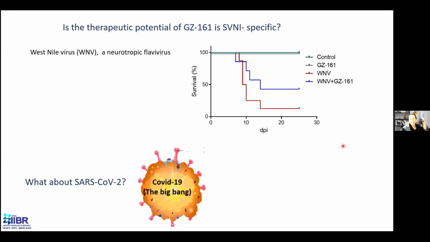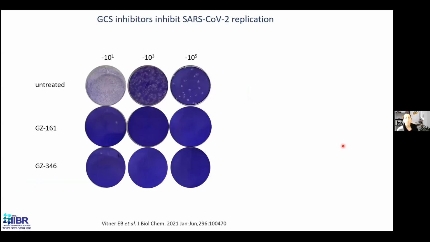So then SARS-CoV-2 emerged into our lives while we were in the middle of working on the encephalitis virus. The first thing we thought was, okay, we have a compound that inhibits two different viruses from two different families. So what about SARS-CoV-2? Would it inhibit or influence SARS-CoV-2 also? So we immediately examined that.